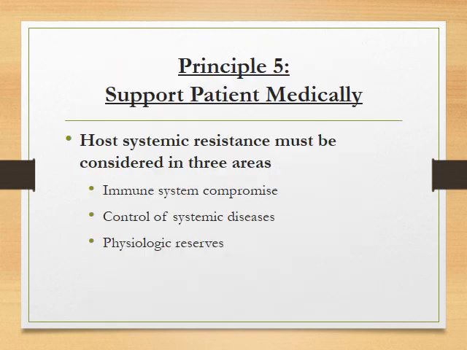The fifth principle in treating odontogenic infections is to support the patient medically. A patient's systemic resistance to infection is perhaps the most important determinant of a good outcome. Host systemic resistance is considered in three areas. First, immune system compromise. A specialist should treat odontogenic infection that occurs in immunocompromised patients. As we said, any immunocompromised patient should be referred to a specialist. Often hospitalization and medical consultation are required. The treatment team selects therapies designed to enhance the immune response, combat the infection medically with bactericidal antibiotics, and optimize the surgical management of infection.